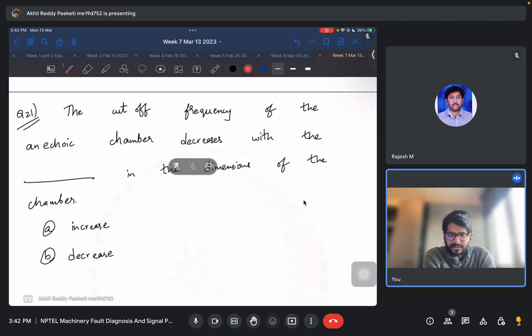Now next question. The cutoff frequency of the anechoic chamber decreases with the increase in the dimensions of the chamber. So these anechoic chambers have certain frequencies above which the anechoic part works, like it becomes a free field region above certain frequencies only. So what is that cutoff frequency above which it can act as an anechoic chamber, and is that related to the dimensions of the chamber?